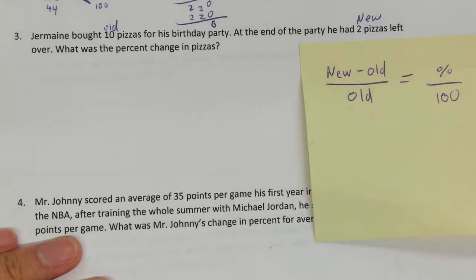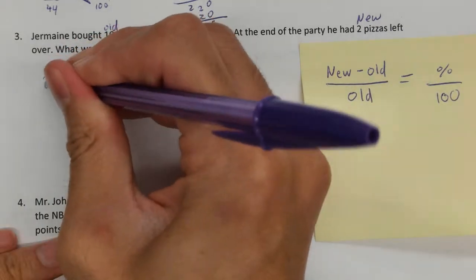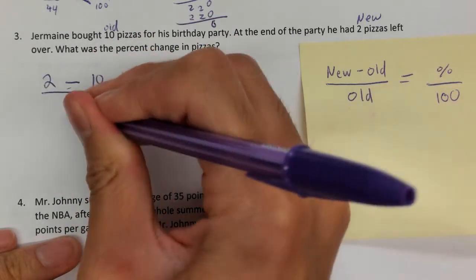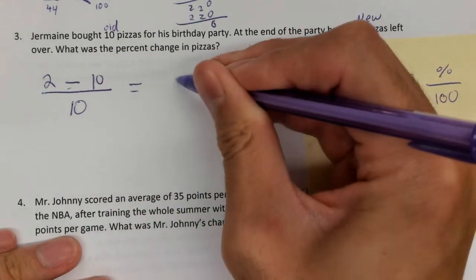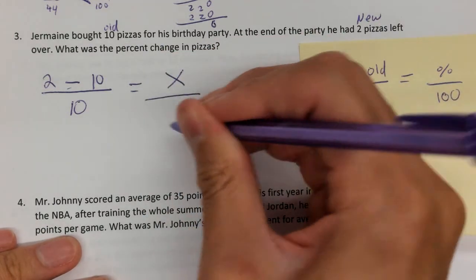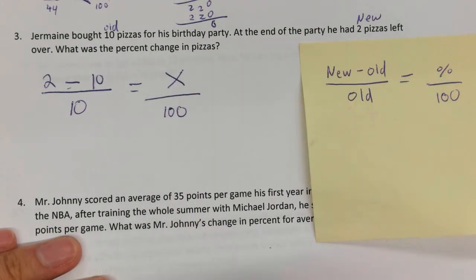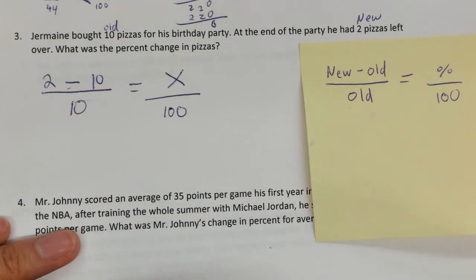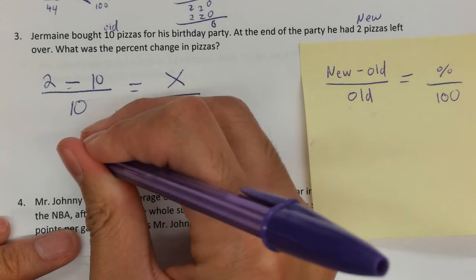Now, just plug and chug. New, which is 2, minus old, which is 10, over old, which is 10, equals the percent that you're trying to find that we're representing with X, over 100. Just follow the steps. Subtract. 2 minus 10. It's going to be negative 8.